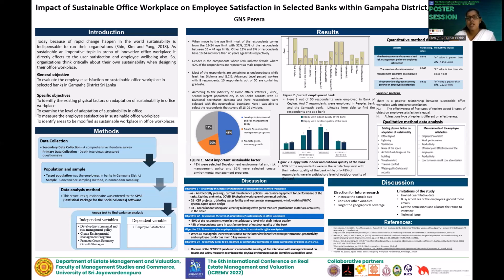Because of the COVID-19 situation, most of the managers suggest that creating health and safety measures and an enhanced physical environment is more important. In the discussion, directions for future issues: increase the sample size, use both qualitative and quantitative methods, and consider other variables rather than these independent variables, because there are 11 principles under the Sustainable Banking Initiative, and here we selected only 3 which impact the physical environment.